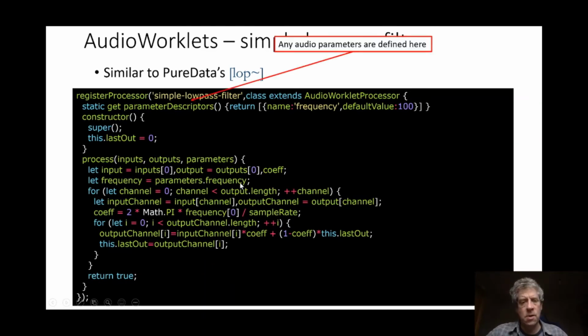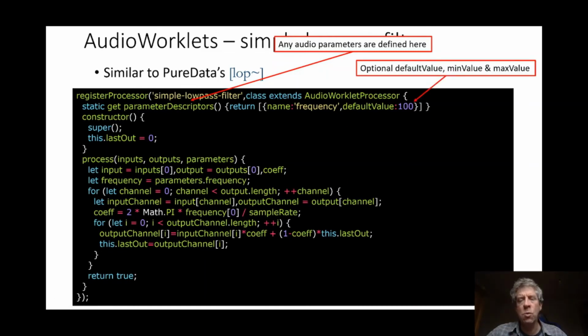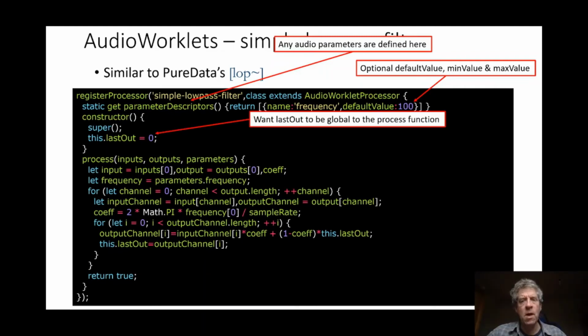Get parameter descriptors is where we define the audio parameters. We gave it a default value, but we can also define a minimum value and maximum value, and the automation rate, but we haven't discussed that yet. And last out is going to be global to everything else. So process will be able to see the last out because it was defined in the constructor.